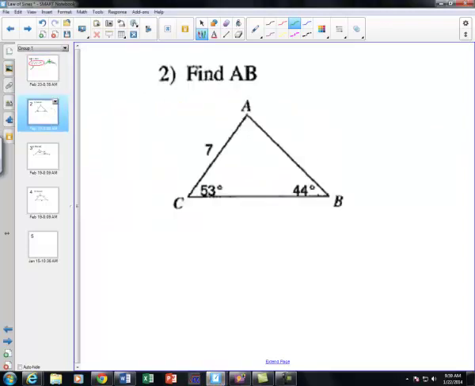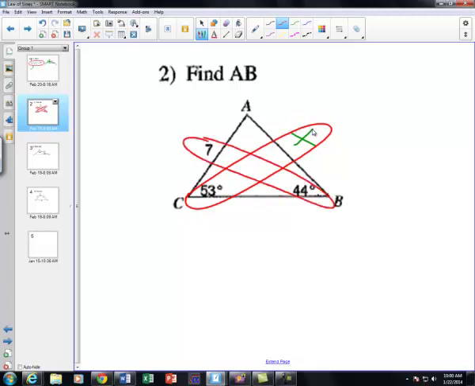So in this problem, where it says to find AB, if you look, I have angle C across from side C that I'm looking for. I have angle B across from side B, which is 7. In this scenario, that's when you want to use law of sines. You have angles and sides that are across from each other with only one unknown. And so we can go ahead and set up the proportion.